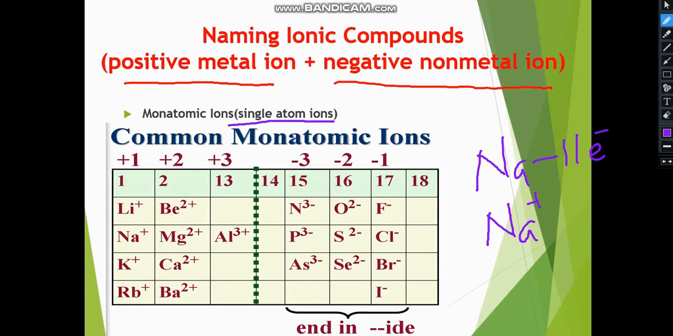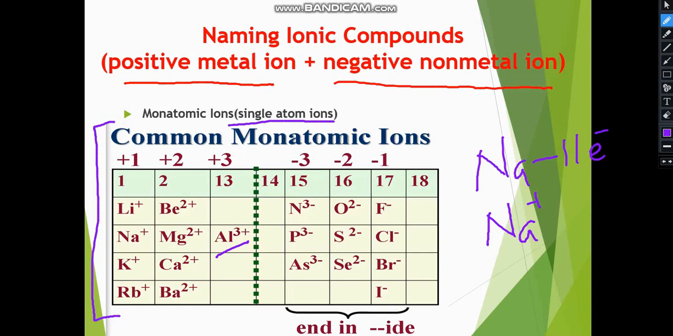So we have this table of common monoatomic ions. Those atoms that are in group 1 form a positive 1 ion. Those atoms that are in group 2 form positive 2 ions. Then atoms that are in group 13, like aluminium specifically, form a positive 3 ion.